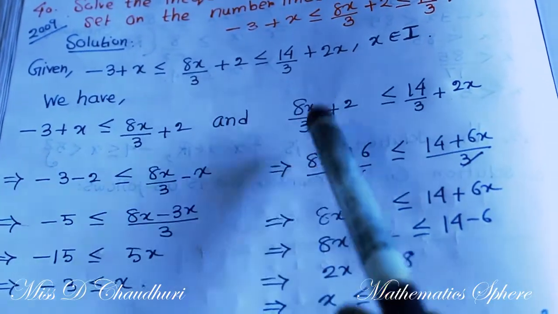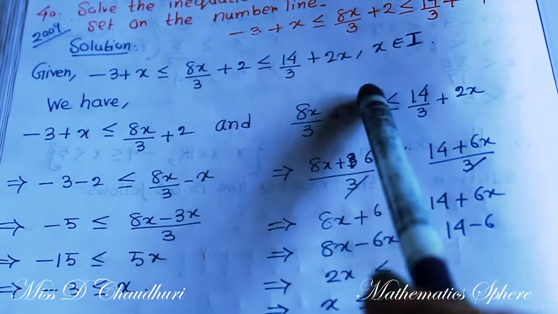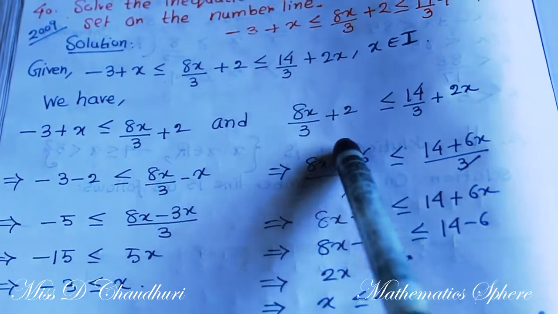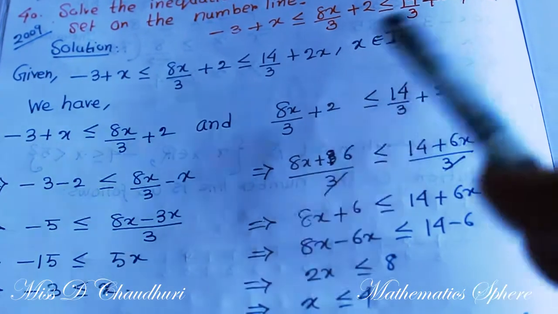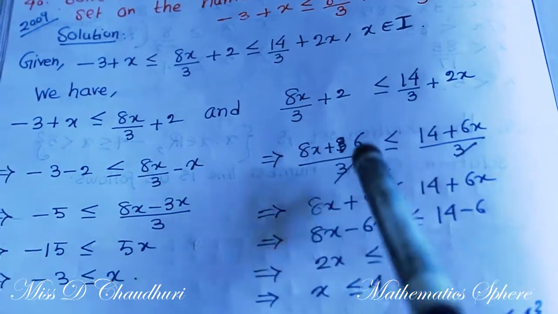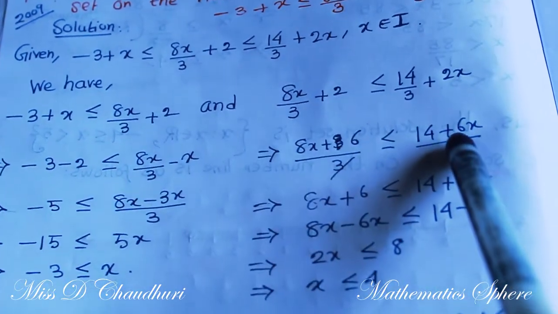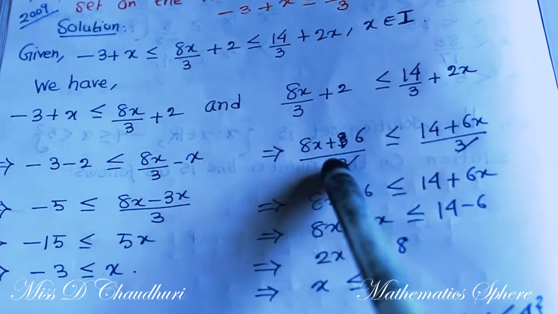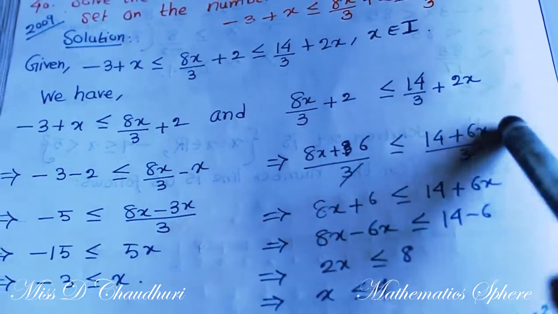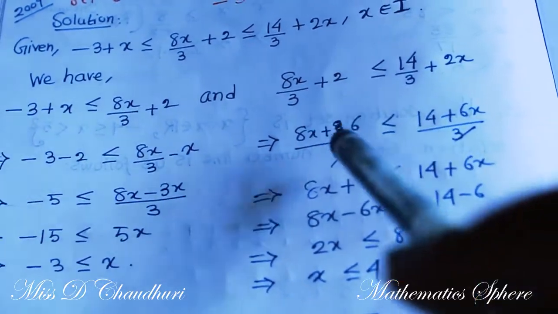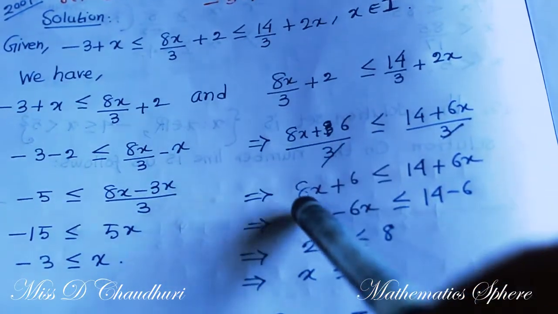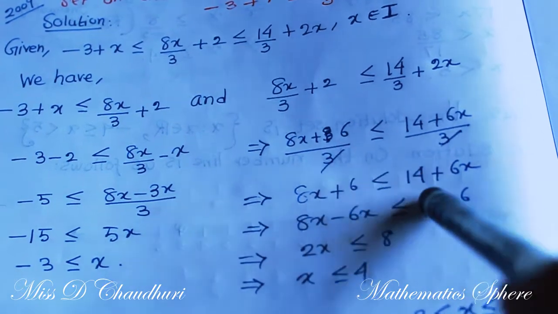So here 8x plus 2 into 3 will be multiplied here, because 2 had denominator 1, so it becomes 6. Again 14 is 14 only, but 2x into 3 means 6x. Now we find that this 3 and this 3 can be cancelled, because if you shift this 3 here, ultimately it will get cancelled only, so no need of multiplying and increasing the burden. So this gets cancelled and ultimately we are left with 8x plus x less than or equal to 14 plus 6x.